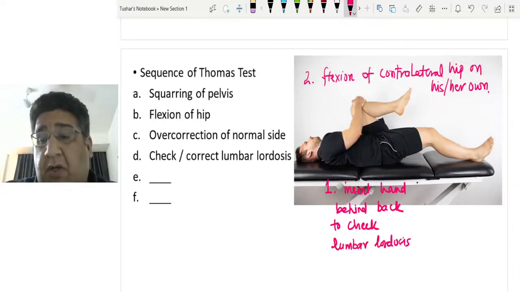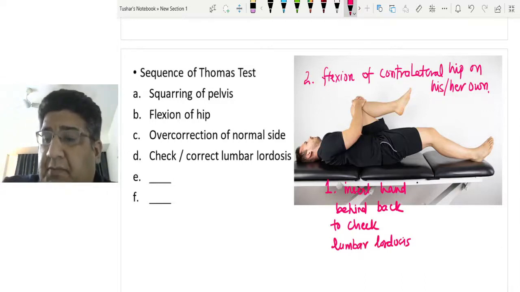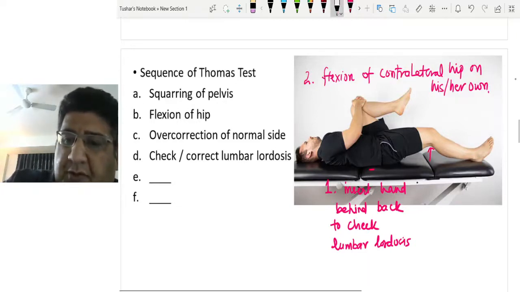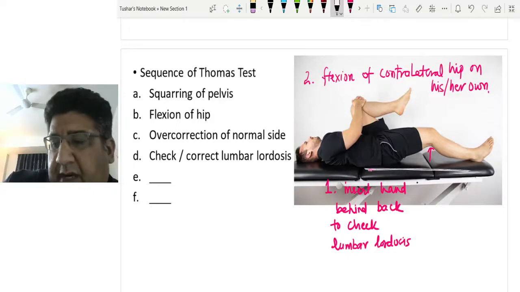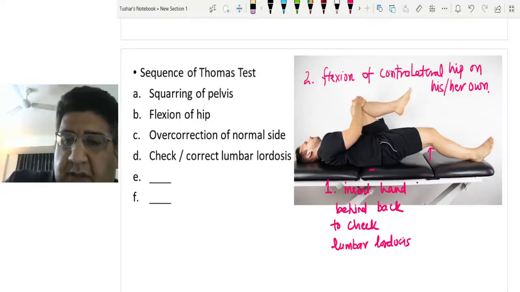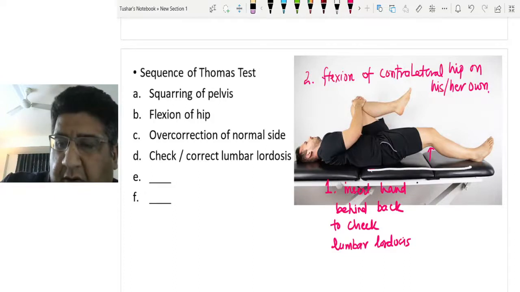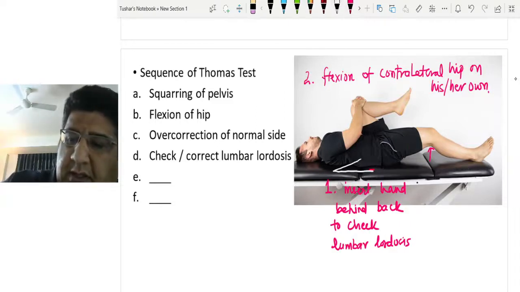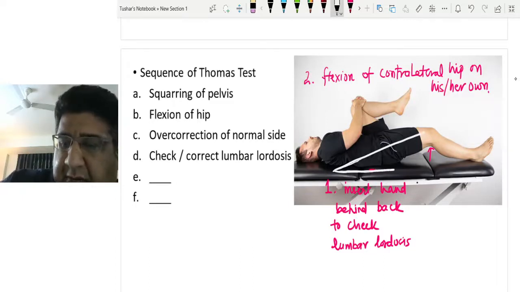Now, what is the third thing? The third thing is that you just observe. You will see that the moment the patient starts flexing the contralateral hip on his or her own, this knee will rise from here. This is the plane of the bed, and this is the plane of the thigh. The place where these two lines meet, this is the plane of the thigh, and this is the plane parallel to the bed.